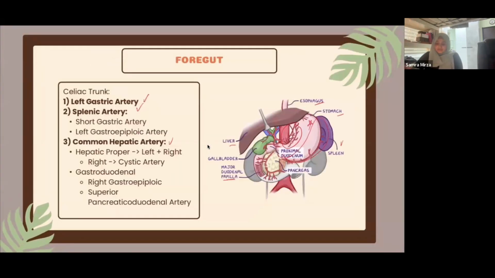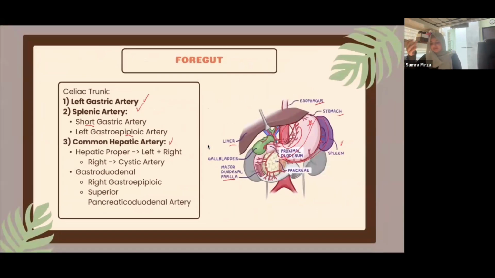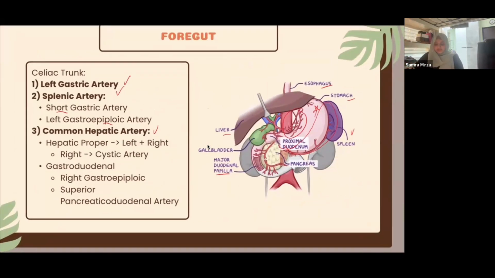The splenic artery has 2 main branches, the short gastric and the left gastroepiploic. Now, epiploic just means something that's related to the omentum. What's the omentum? Omentum is just a fold of the peritoneum. So when we say epiploic, we just mean something relating to the peritoneum in general, because that's where its pathway is going through. So again, short gastric and left gastroepiploic.